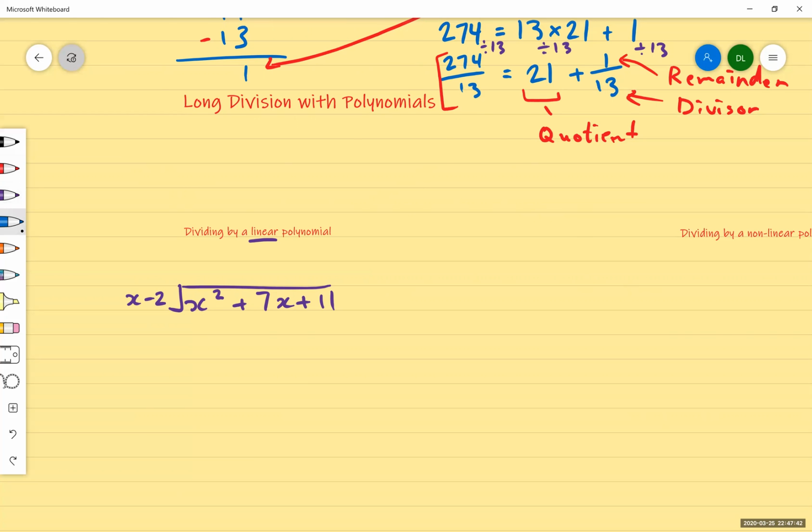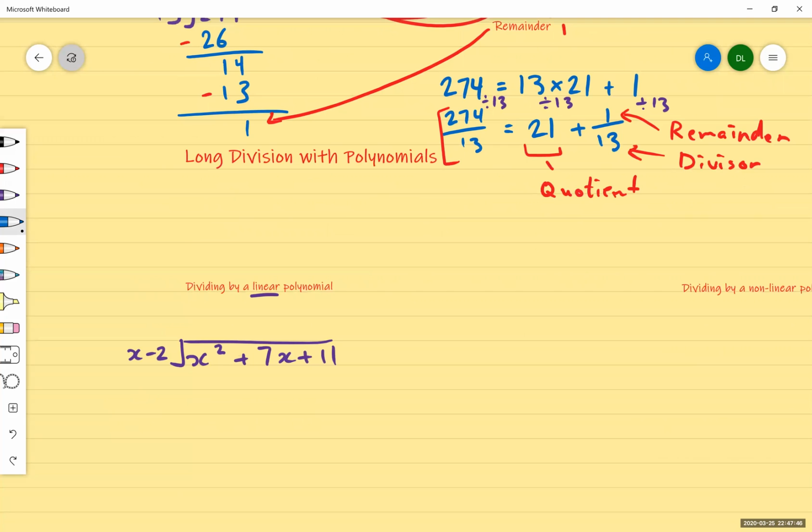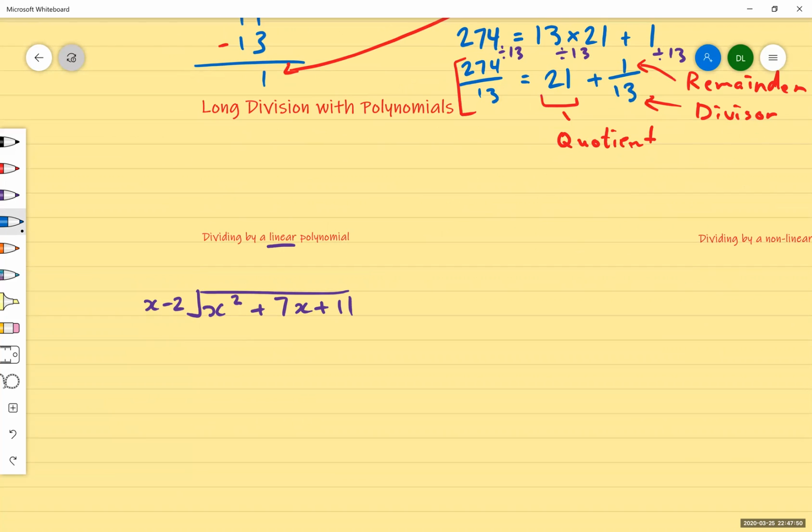Before we said, how many times does 13 go into 27? Same thing. So let's say x minus 2. How many times is that going into x squared plus 7x? Let's focus on the x. How many times is x going into x squared? Well, x times x gives me x squared. Perfect. So now I say, what's x times x? x squared. x times negative 2 gives me negative 2x.